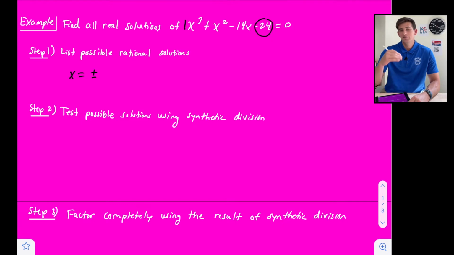And that's why it limits the number of solutions that we could have. And like I said, in this video, it's going to be not as many possible solutions as if our leading coefficient was something other than 1. So now let's look at our constant term.